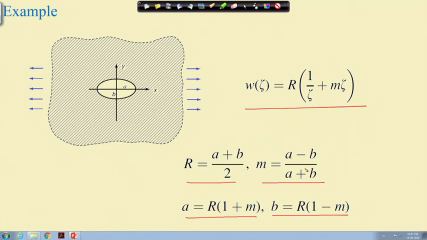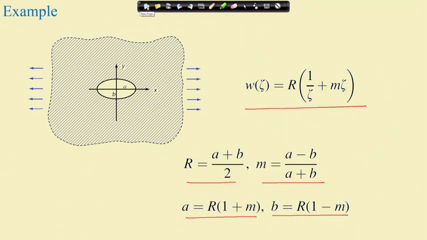So, this is the problem and this is the map, which maps a unit circle in the zeta plane to another ellipse in the z plane, whose major and minor axes are a and b respectively, related to r and m as this. Now, once we have this, you recall the next thing is that we have to substitute this map in that expression.